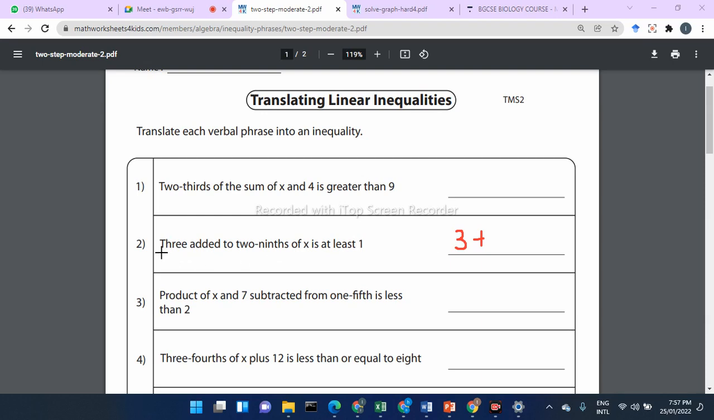All right, so we know 3 is going to be added to something. It's going to be added to 2/9 of x. So that means we're going to multiply the x here. So 3 plus 2/9 x is at least 1. If we say at least 1, that means that we could be equal to 1, right? But can we be greater than at least 1? If you're at least 1, you could be greater than 1. So it's going to be greater than or equal to 1.